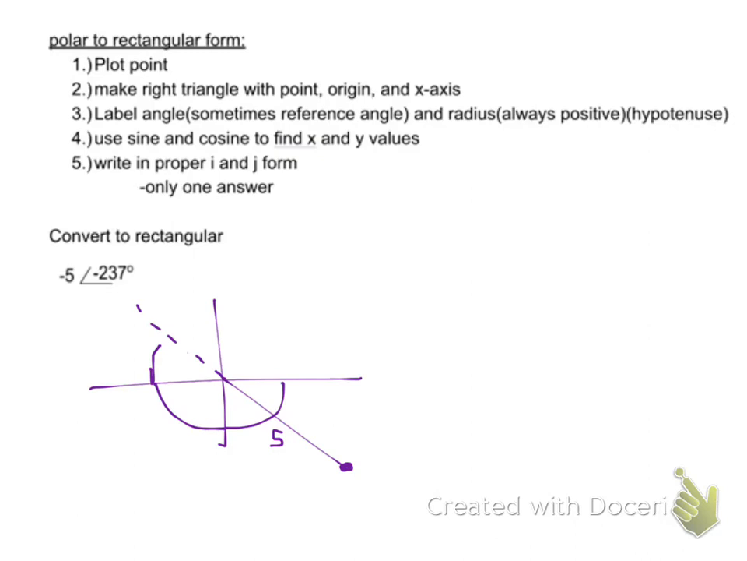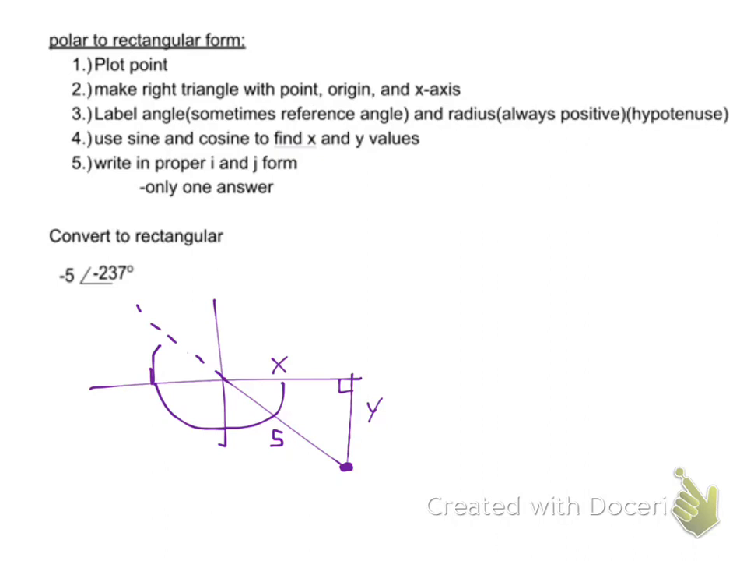Step 2 says, form a right triangle. Go straight to the x-axis. So that way we can start to label this. We got the radius already labeled. Now we have to label the angle and x and y. Here's a cool thing. That's x. This is y, because that's the x direction and that's the y direction. I don't think anybody should argue with that.